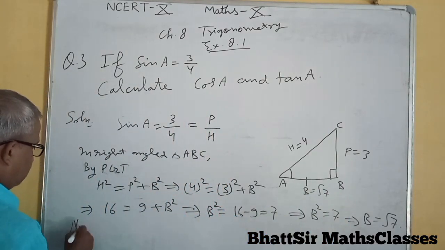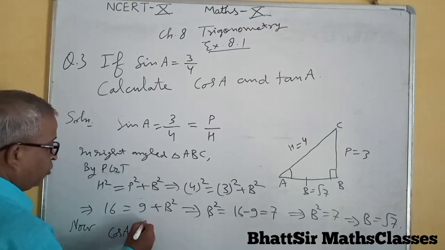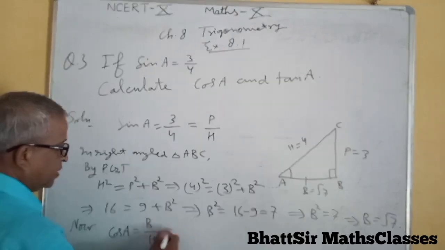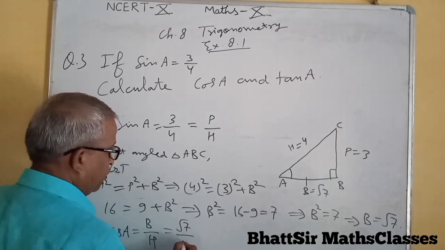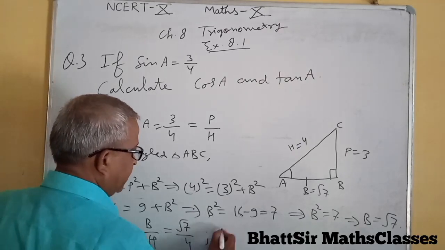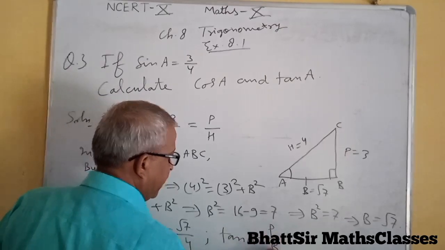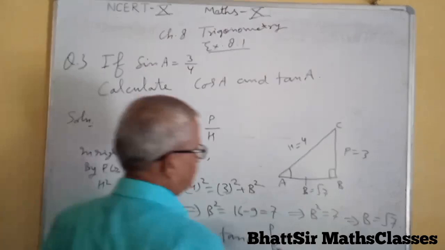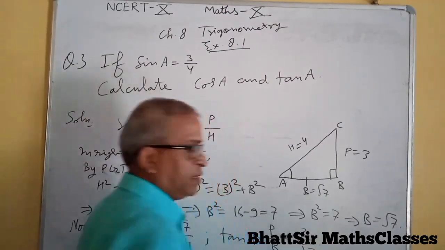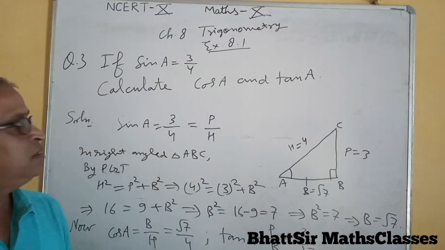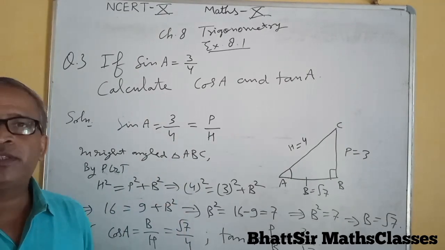Now cos A equals base over hypotenuse, equal to under root 7 upon 4. Similarly, tan A equals perpendicular over base, equal to 3 upon under root 7. So this is the answer to this question based on the right angle triangle.